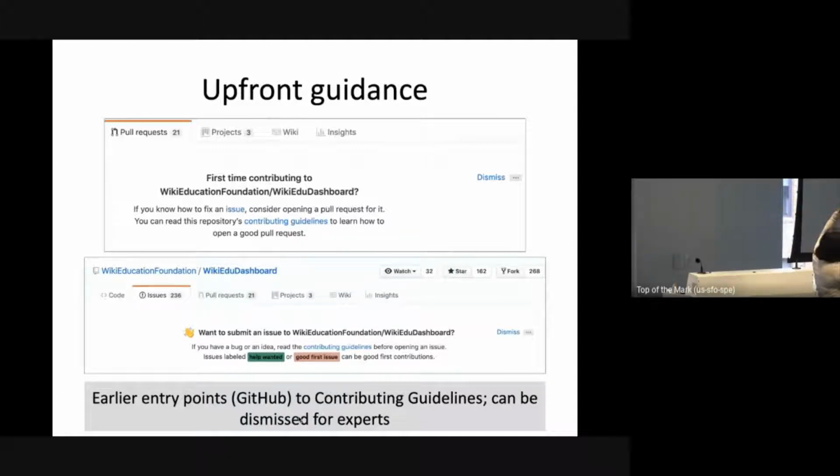If your first time contributing comes from the pull request part and also from the issues part, want to submit an issue, here is a contributing guideline. Go there, look at it, right? Just a little blurb. And again, if you know stuff, you can just dismiss it. You don't have to keep looking at it.